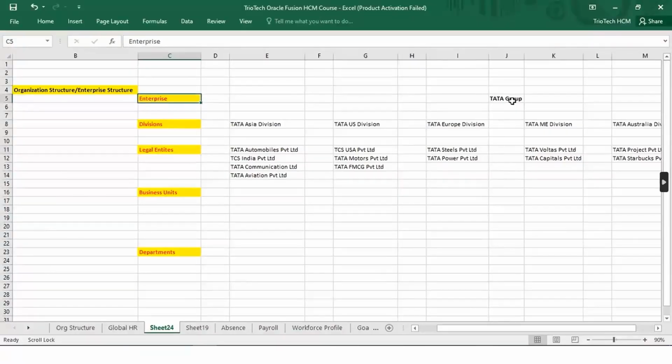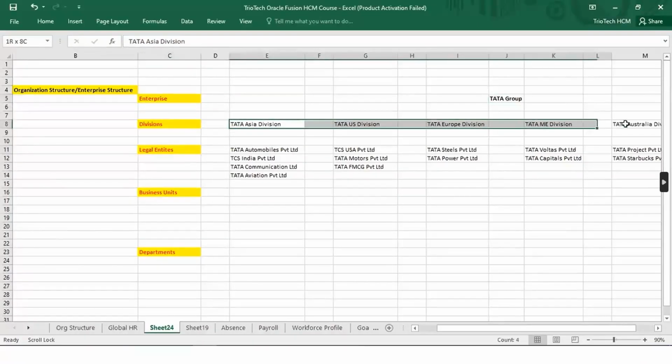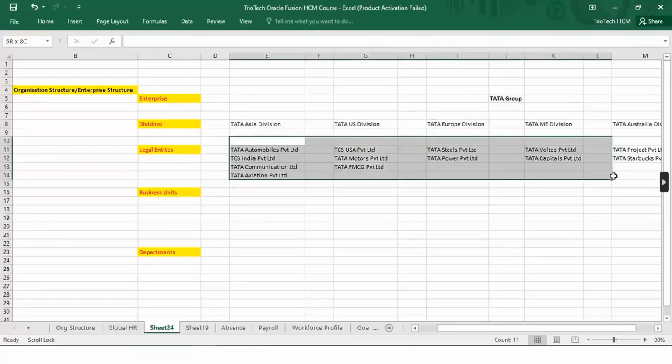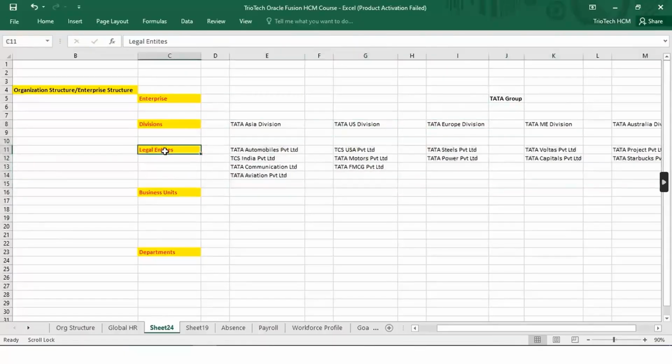So at the top, we have enterprise. Under enterprise, we have divisions in the system. Then under divisions, we have the legal entities in the system. So these are the companies, right? Now, under legal entities in the Fusion application, we have something called business units in the system. What do you mean by business unit? You can call it a business unit or you can consider it an operational unit.